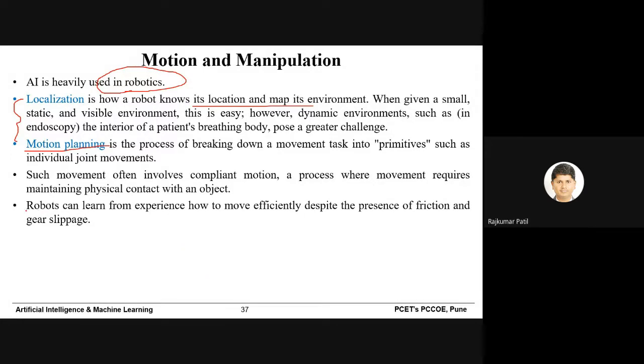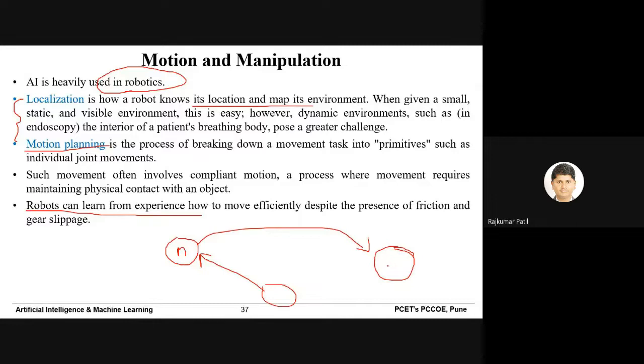Again, the robotic system should learn from its past experience how to move efficiently despite the presence of friction and wear. For example, at station 1, suppose a metallic component is there. Then the robotic system, based on past experience, should understand how much force it has to apply to grip it properly. And then while placing the component on another workstation, it should decide from what height it should drop the component or how to place the component at another station.